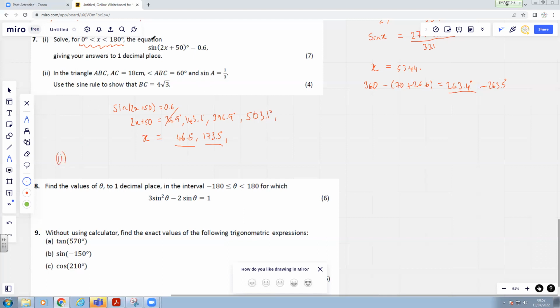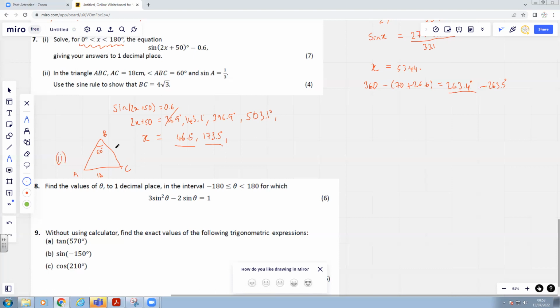Okay, part 2. In triangle ABC, AC is 18, angle ABC is 60, and sine A is a third. Use sine rule. So this is one where you definitely want to draw it out, because I'm already confused. I need a picture. Okay, ABC. AC is 18. ABC is 60. And sine of A is a third. Okay, right. Well, it's telling me to use sine rule.